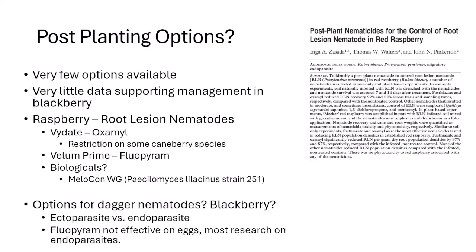All the work that I've seen on Velum Prime has been on endoparasites, things that are inside of the plant roots. Velum Prime is going to move through the plant some. It's going to contact them a lot easier than an ectoparasite like dagger would. We also know that it's not effective against eggs. So is it going to really reduce these numbers? I'm not sure. I'm not seeing good work to show one way or the other.